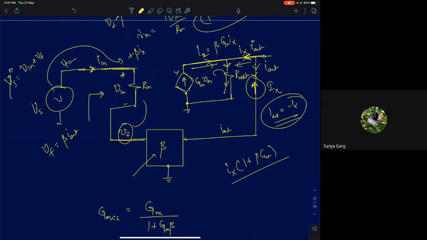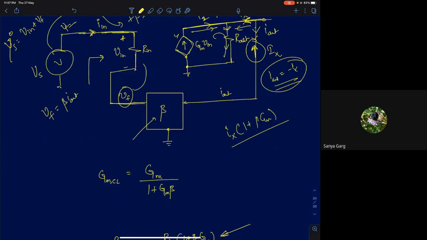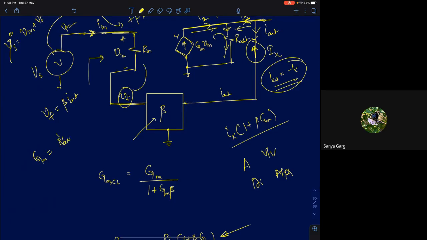Unlike voltage and current amplifiers, the forward path gains were dimensionless quantities. In case of voltage and current amplifiers, the forward path gains A and AI had units of volt per volt or ampere per ampere. They were dimensionless quantities. But in a conductance amplifier, what is the unit of GM? Output is current, input is voltage. So it is ampere per volt. It is conductance, so it's no longer dimensionless.